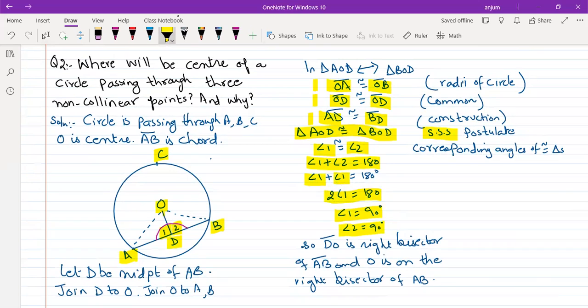So O, as it is a part of DO, is on the right bisector of AB. So, the center of the circle. It was asked where is the center of the circle? So O, which is the center of the circle, is on the right bisector of AB.